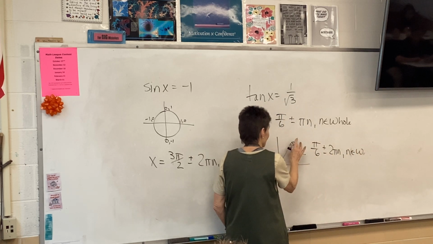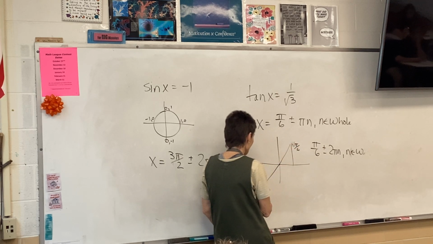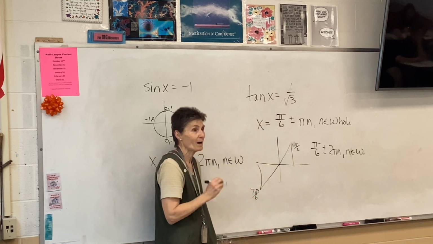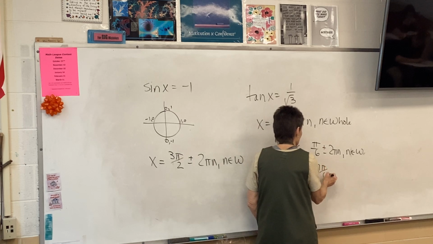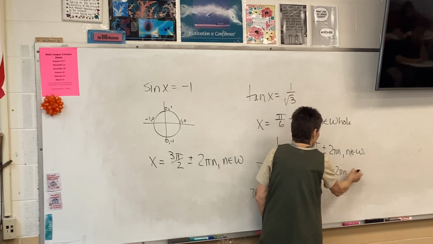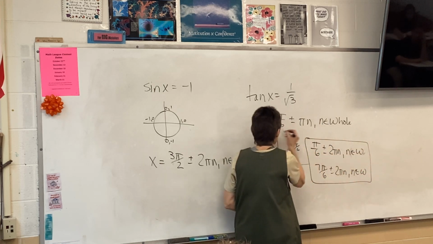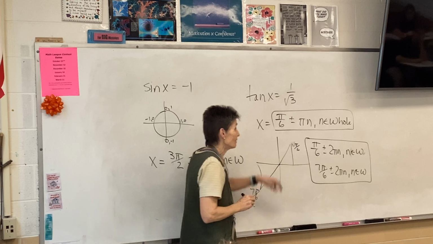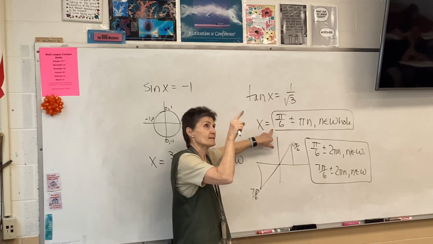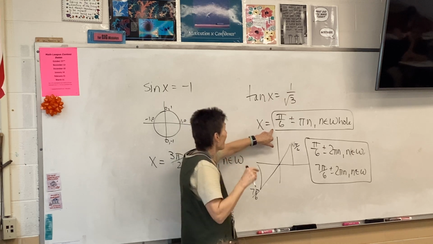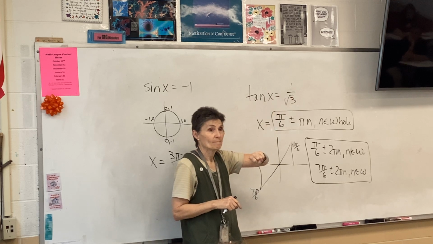This angle is pi over 6. But wouldn't 7 pi over 6 also have a positive tangent value? So we could say 7 pi over 6 plus or minus 2 pi n. This is a long version of this. Would you agree? This is probably the best way to write it, but sometimes we think, as I go around my unit circle, there are actually 2 places where I get a positive 1 over root 3.